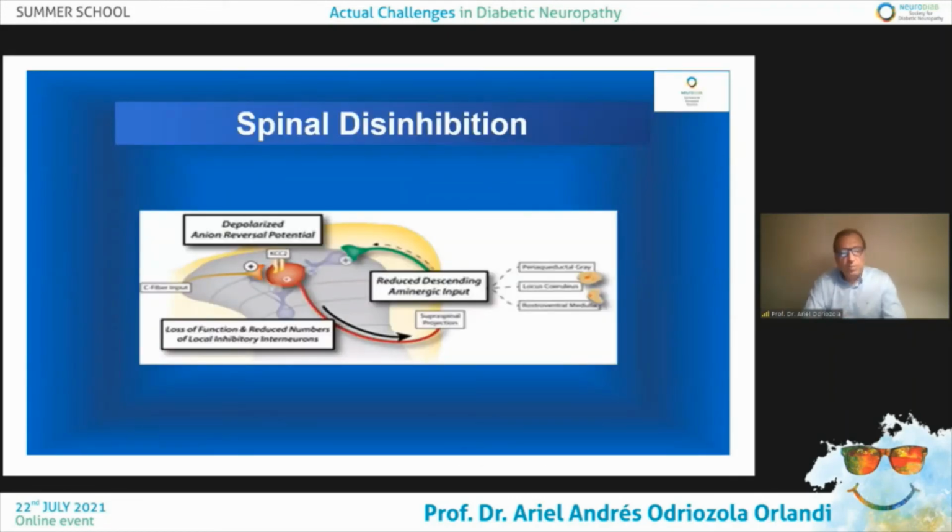There are several mechanisms that produce pain, not only one. In this slide, you can see spinal disinhibition. This spinal disinhibition is one of the central mechanisms. In this case, the excitatory nociceptive signals are enhanced after nerve injury by a reduction in normal inhibitory regulation through a loss of local inhibitory interneurons, a depolarized anion reversal potential, and reduced descending inhibition.